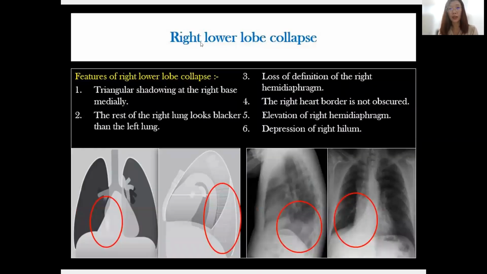Then next we go to right lower lobe collapse. You will see a significant, this one is the triangular shape opacity overlapping with the right heart border.